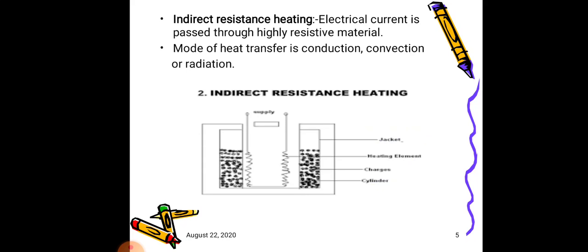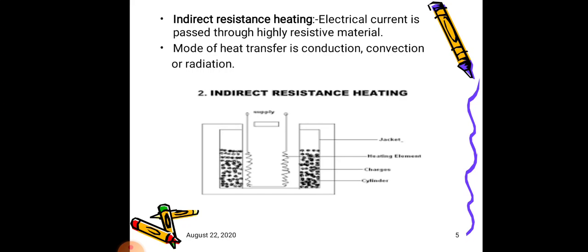In indirect resistance heating, electrical current is passed through high resistive material. Mode of heat transfer is conduction, convection or radiation. This method of heating is used in room heater, bimetallic strips, immersion water heater, various types of resistance oven, for industrial purposes where a large amount of charge is to be heated. The heating element is kept in cylinders surrounded by jacket containing the charge. This arrangement provides uniform temperature control or uniform temperature supply.